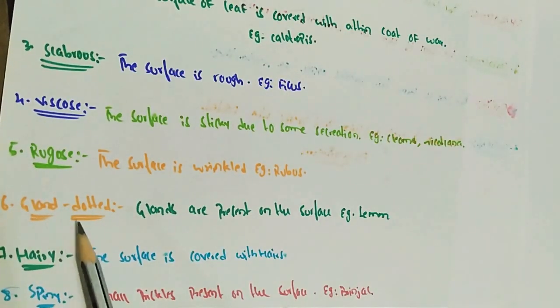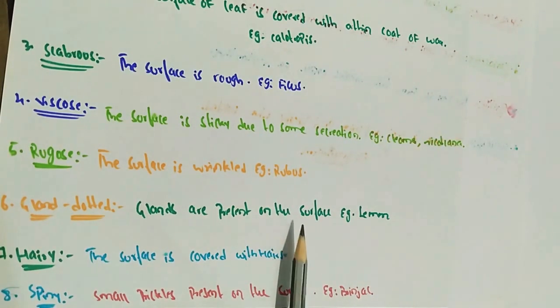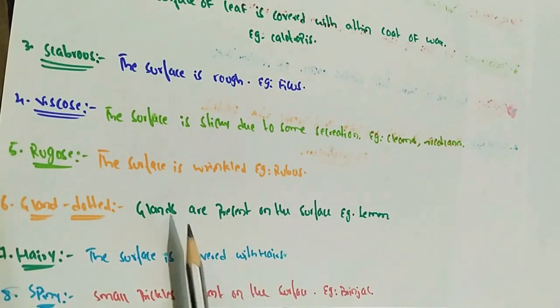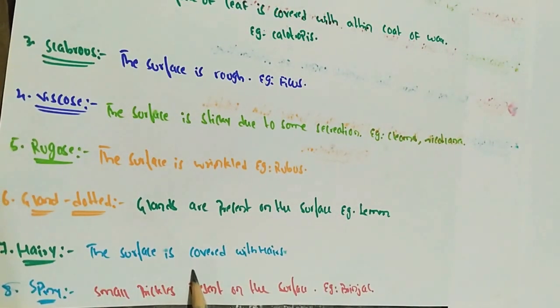Sixth type, gland dotted. Glands are present on the surface. Example, lemon. Seventh type, hairy. The surface is covered with hairs. Eighth type, spiny. Some small prickles are present on the surface. Here some spines are present on the surface. Example, brinjal.